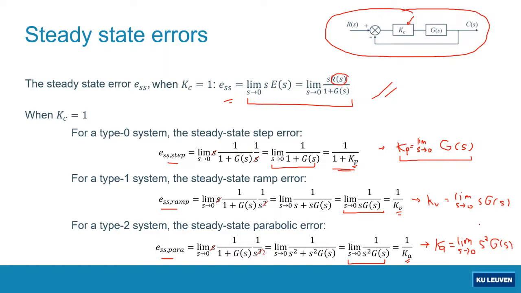So for a type 0 system, Kp is equal to limit s to 0 of G(s). For a type 1 system, Kv is equal to limit s to 0 of sG(s). For a type 2 system, Ka is equal to limit s to 0 of s squared G(s). This will happen before I tune the proportional gain in my controller, when initially the proportional gain Kc is equal to 1.